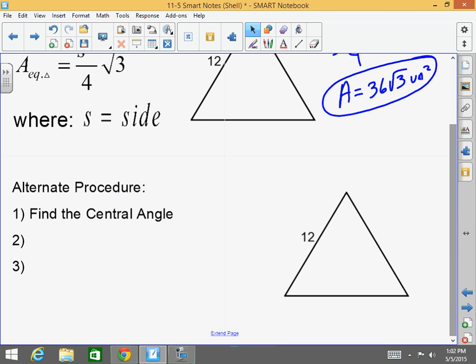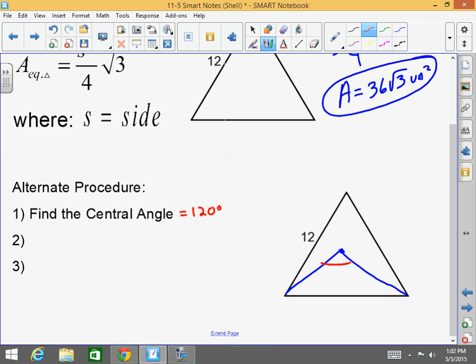Number 1, find the central angle. What is the central angle? Well, you're going to estimate a center here, and you're going to make a central angle. The formula for central angle is 360 divided by n. So in this particular case, my central angle will equal 120 degrees. So this whole thing here is 120. First thing you're going to do, find the central angle.